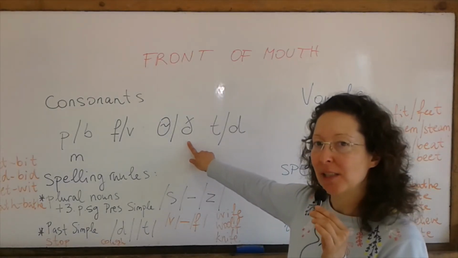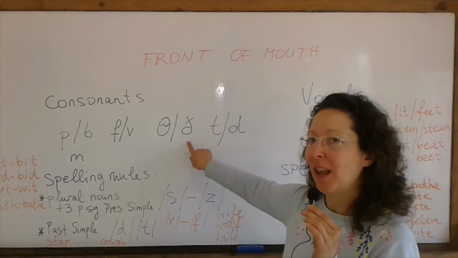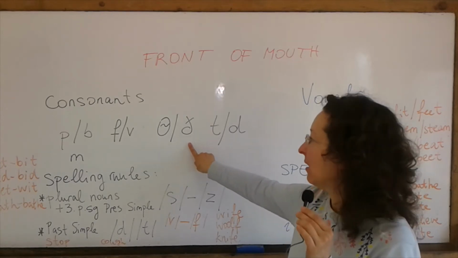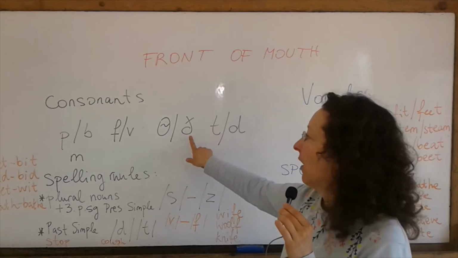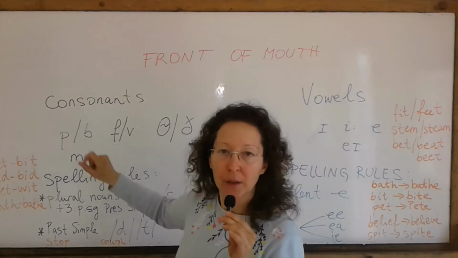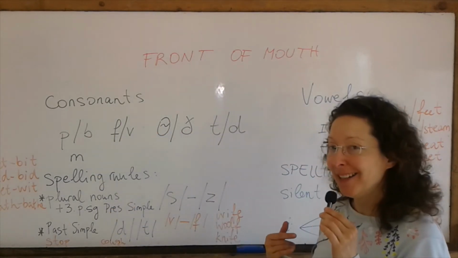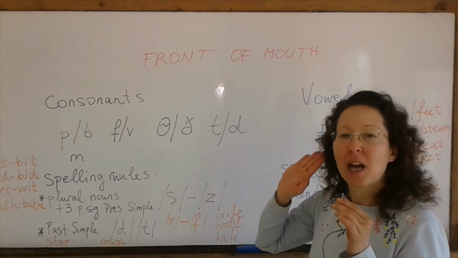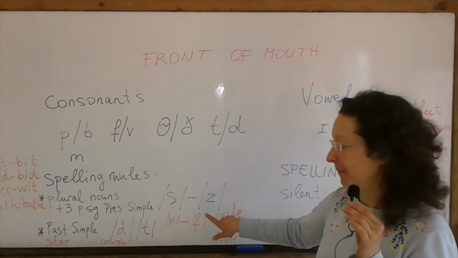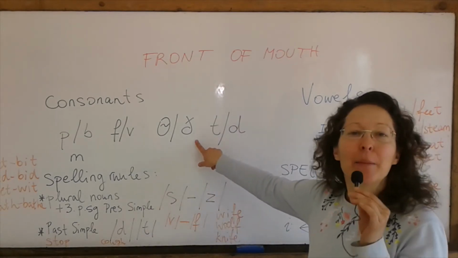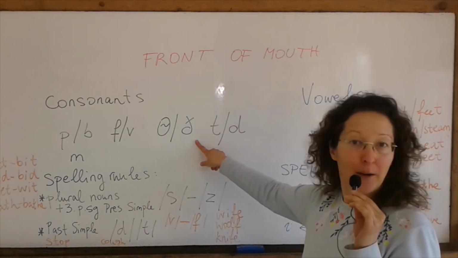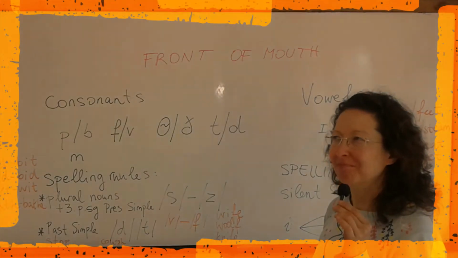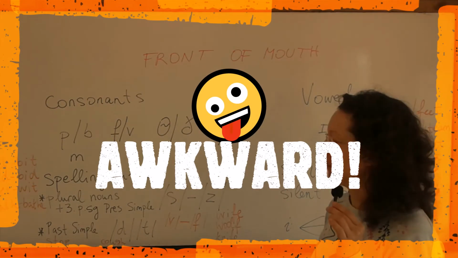The th is the last sound of the verb bathe. The th is voiced. So if the last sound is voiced, like d, th, b, then, of course, the suffix will sound like z. So he bathes every day. That's weird.